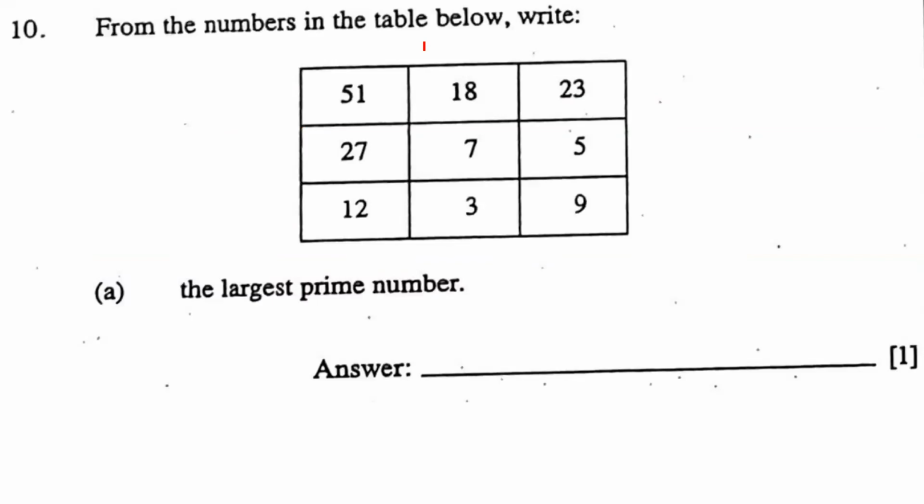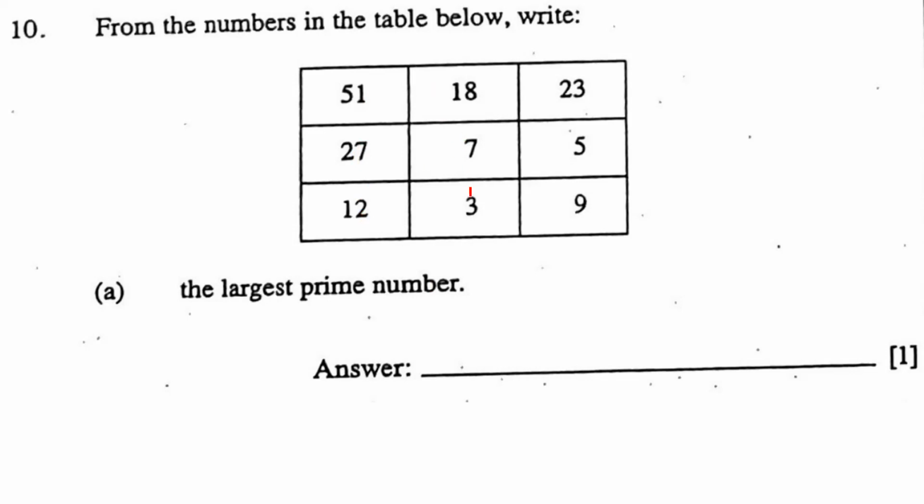Question number 10 says, from the numbers in the table below, write the largest prime number. So a prime number is a number that only has two factors, 1 and itself. 51 is not prime because 3 can go into 51, 1 can go into 51, and 51 can go into 51. That's at least 3. Once you have at least 3, you know it's not prime. 27 is not prime. 12 is not prime. 18 is not prime. All of them are composite numbers.